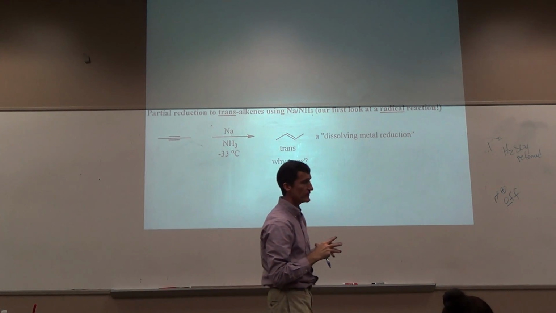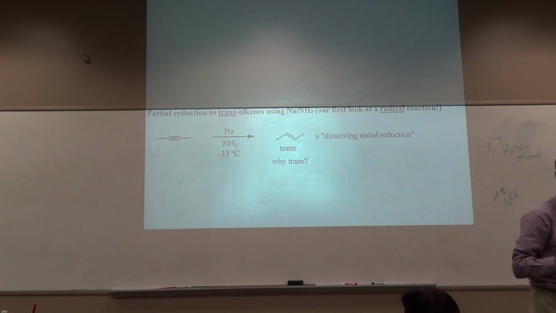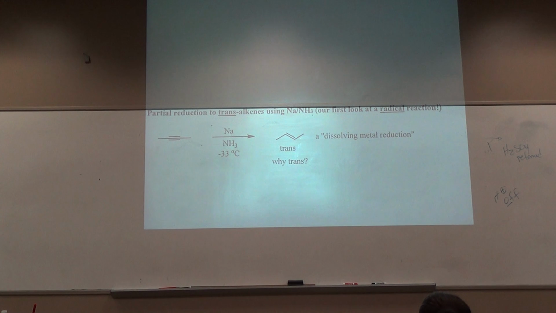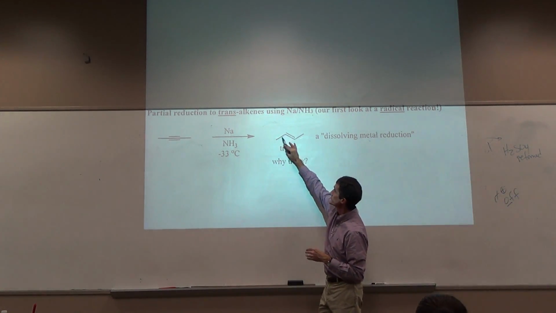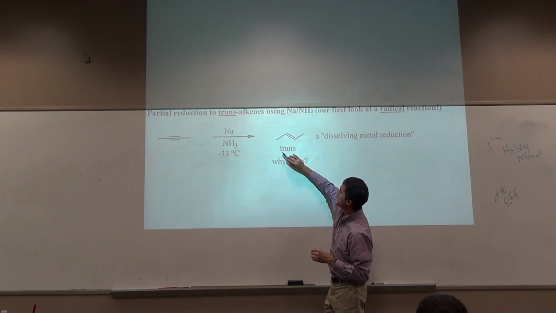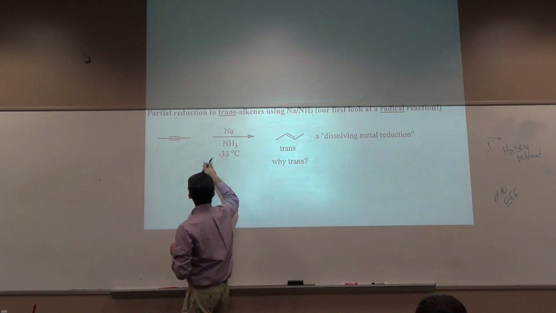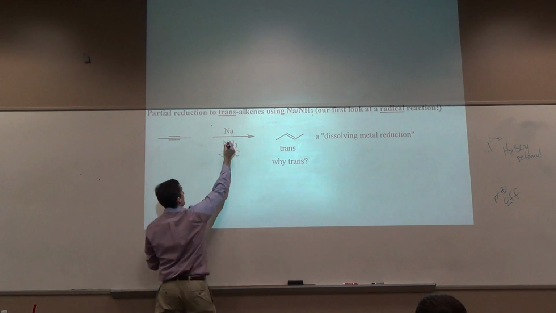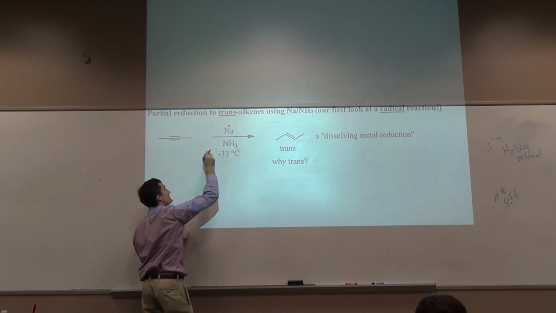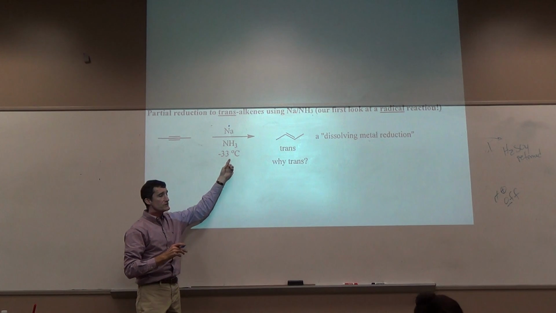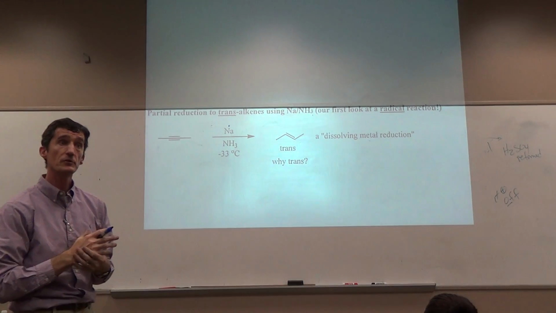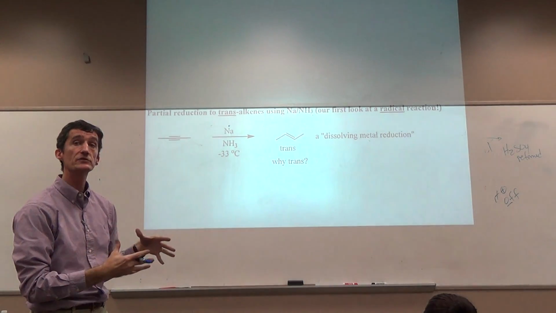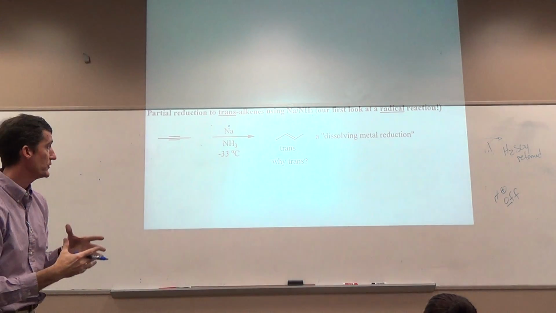This is going to be our first look at a radical reaction, and it will give trans products. Partial reduction, or incomplete reduction, would be trans. This is sodium metal, oxidation state of 0, and ammonia at minus 33 degrees, because it's done in ammonia as a solvent. Ammonia is usually a gas, but if you cool it to minus 33, it becomes a liquid, and you can use it as a solvent.